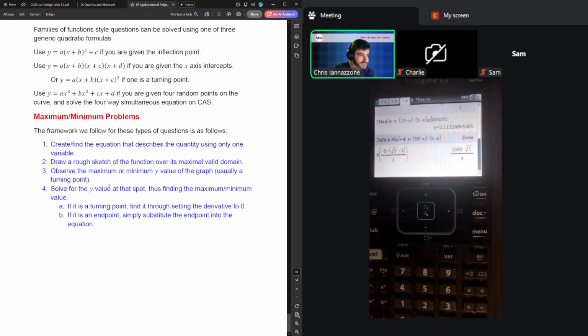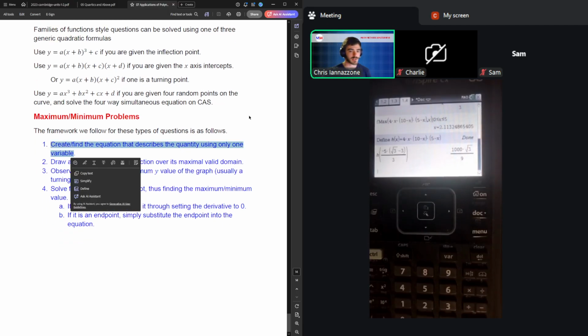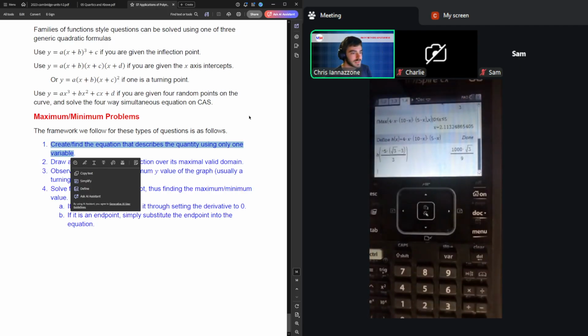If we go back to the screen share, first things first, figure out what's the generic version of the equation that gives you the thing you want. If it's volume, figure out the volume equation. If it's area, figure out the area equation. Get it in terms of one variable. And that's going to be using your picture and using the dimensions given to you to try and remove the length, the width, the height, and get it purely in terms of x.